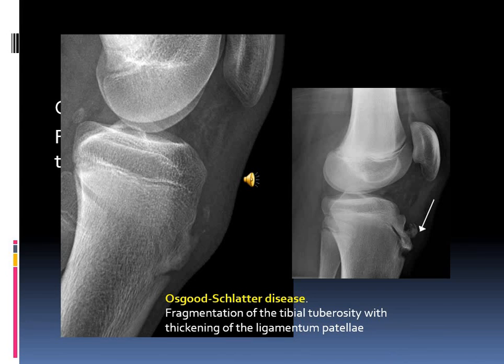Another site is the tibial tuberosity. You can see in these films a lateral X-ray of the knee joint, and there is an abnormal area which is fragmented and slightly showing osteolytic lesions. This represents an abnormal site involving the tuberosity of the tibia, called Osgood-Schlatter disease. That is osteonecrosis involving this type of bone. It is sometimes associated with thickening of the ligamentum patellae, which is connected to this region.